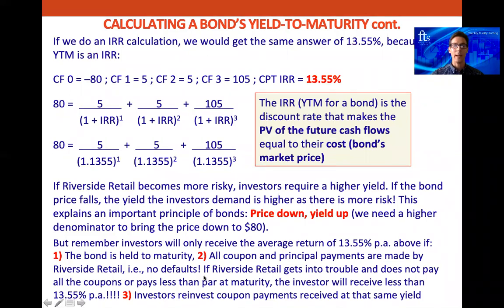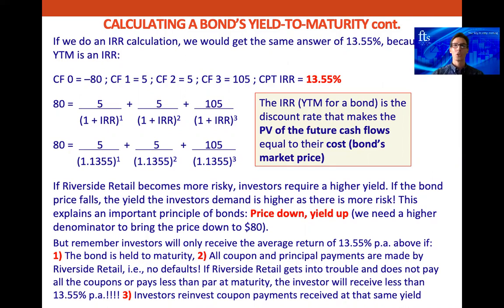Good. And the third thing: you're only going to get the 13.5%, remember, if we reinvest the coupon payments we get at that same yield. We might not be able to, and often we don't reinvest at the same yield, but it's all we've got to work with. But if we do all bond calculations the same manner, then it's fine. Then it's apples with apples.